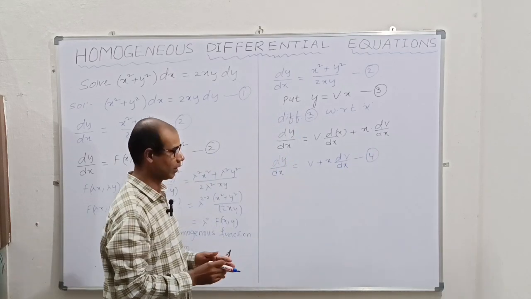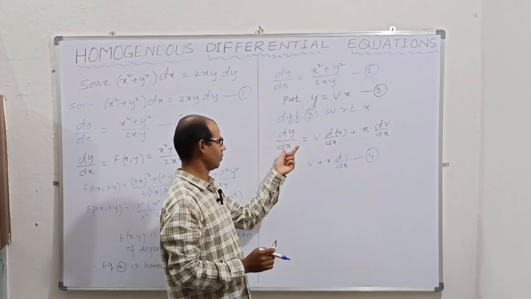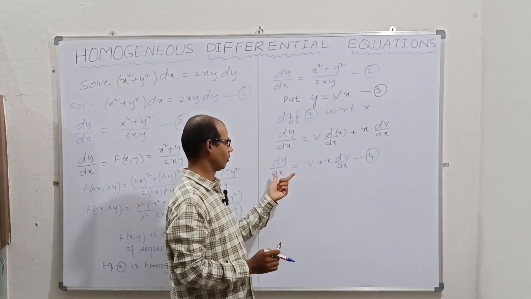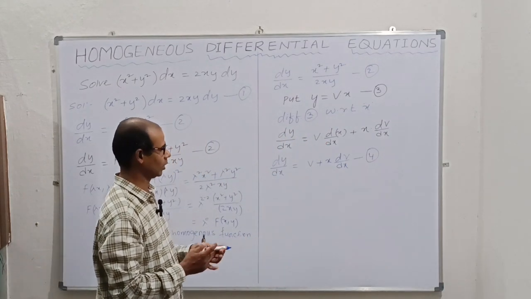So dy by dx, differentiate, product rule apply. So dy by dx is equal to v plus x into dv by dx, right?